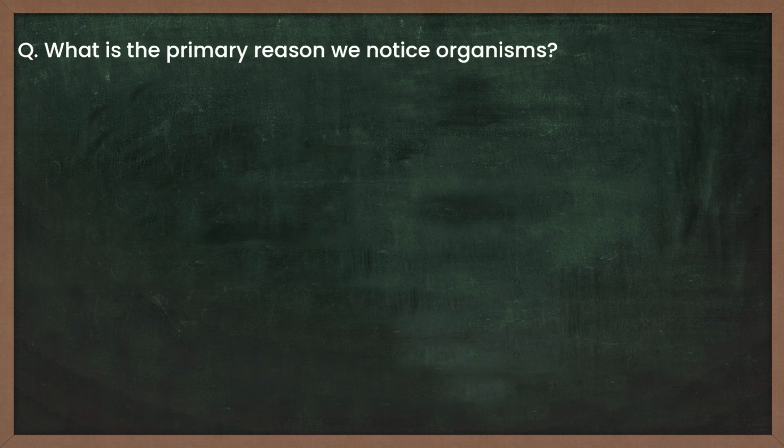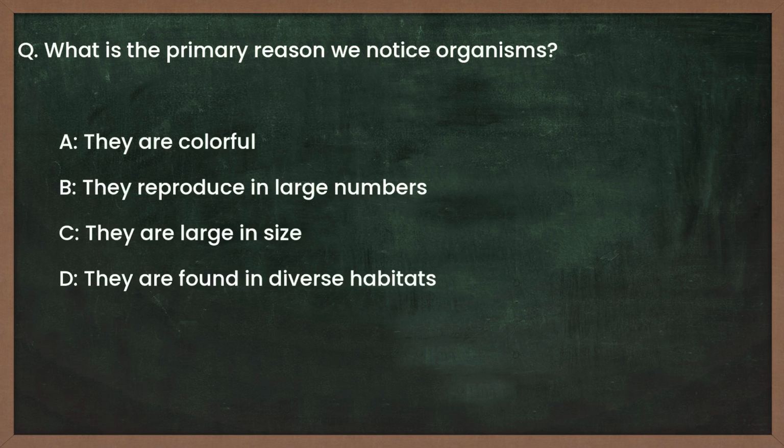Question: what is the primary reason we notice organisms? Option A. They are colorful. Option B. They reproduce in large numbers. Option C. They are large in size. Option D. They are found in diverse habitats. You have 5 seconds to answer the question.